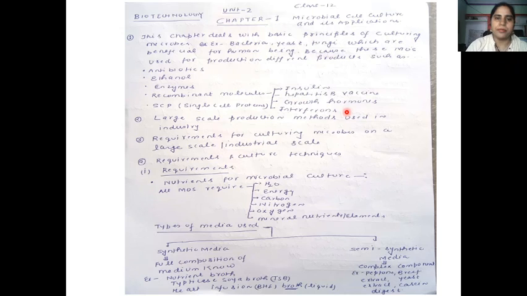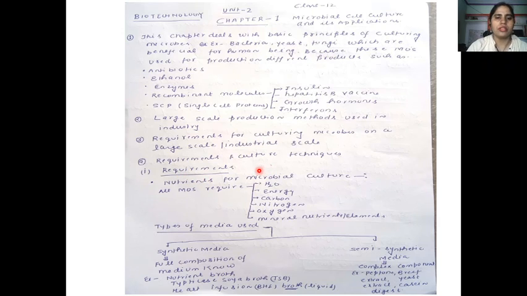So in this chapter overall we are going to study the products produced by biotechnology, and how these products are produced in the laboratory as well as in industry. Which medium is used, what are the requirements for culturing the microorganism in industry, and what techniques are applied for culturing the microorganism. All these things we are going to study in this chapter. So first we come to the requirements.